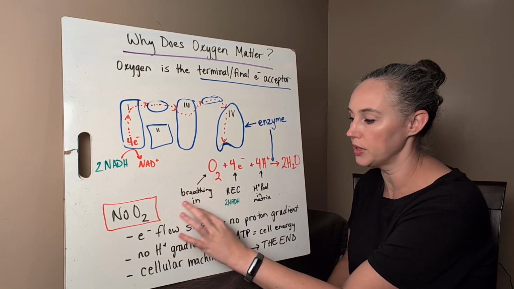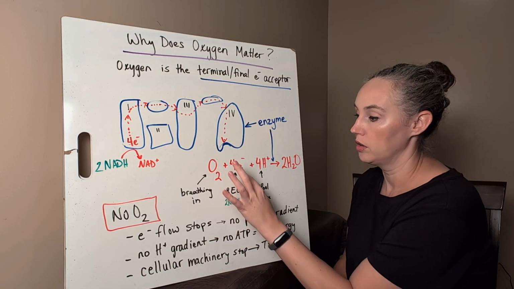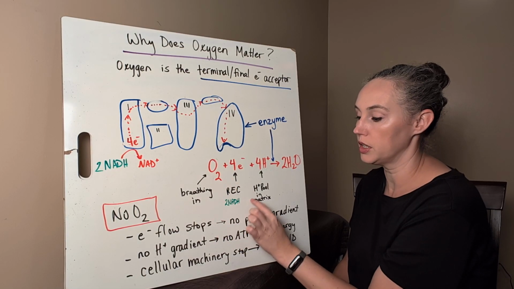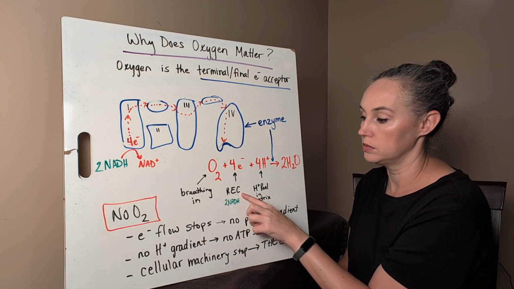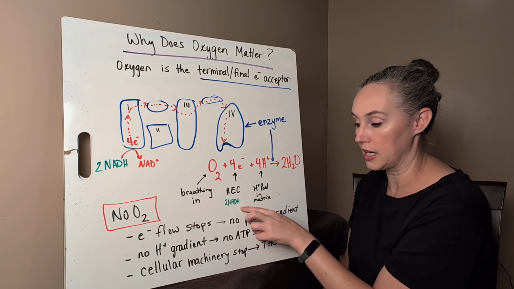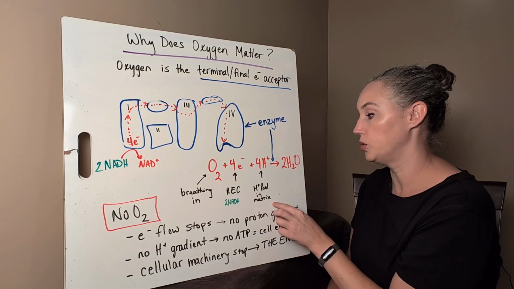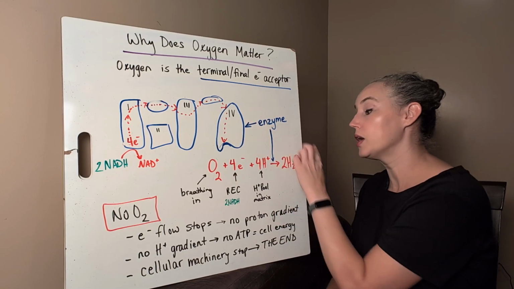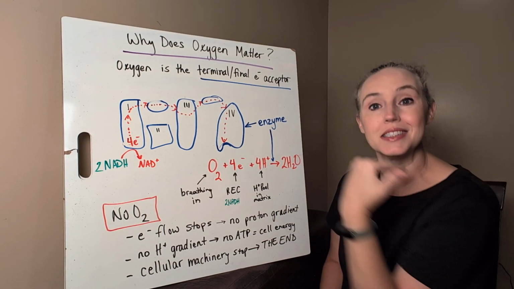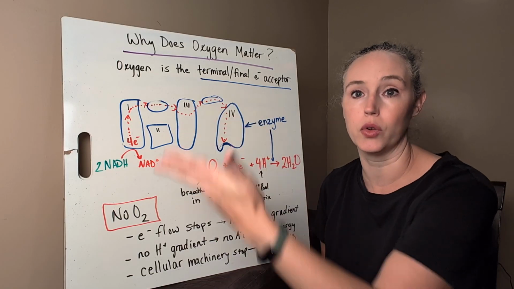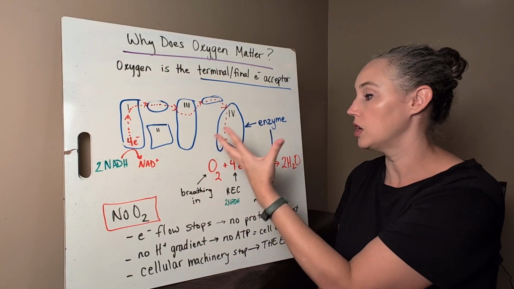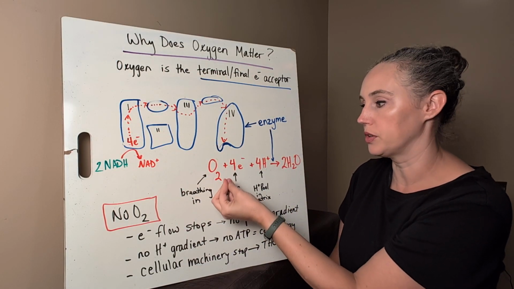We get oxygen from breathing in. We get our electrons from the reduced electron carriers like NADH or FADH₂. And then we're getting our protons from the proton pool in the matrix. And then that's where we get water as a product of cellular respiration. It's because O2 is the terminal acceptor.